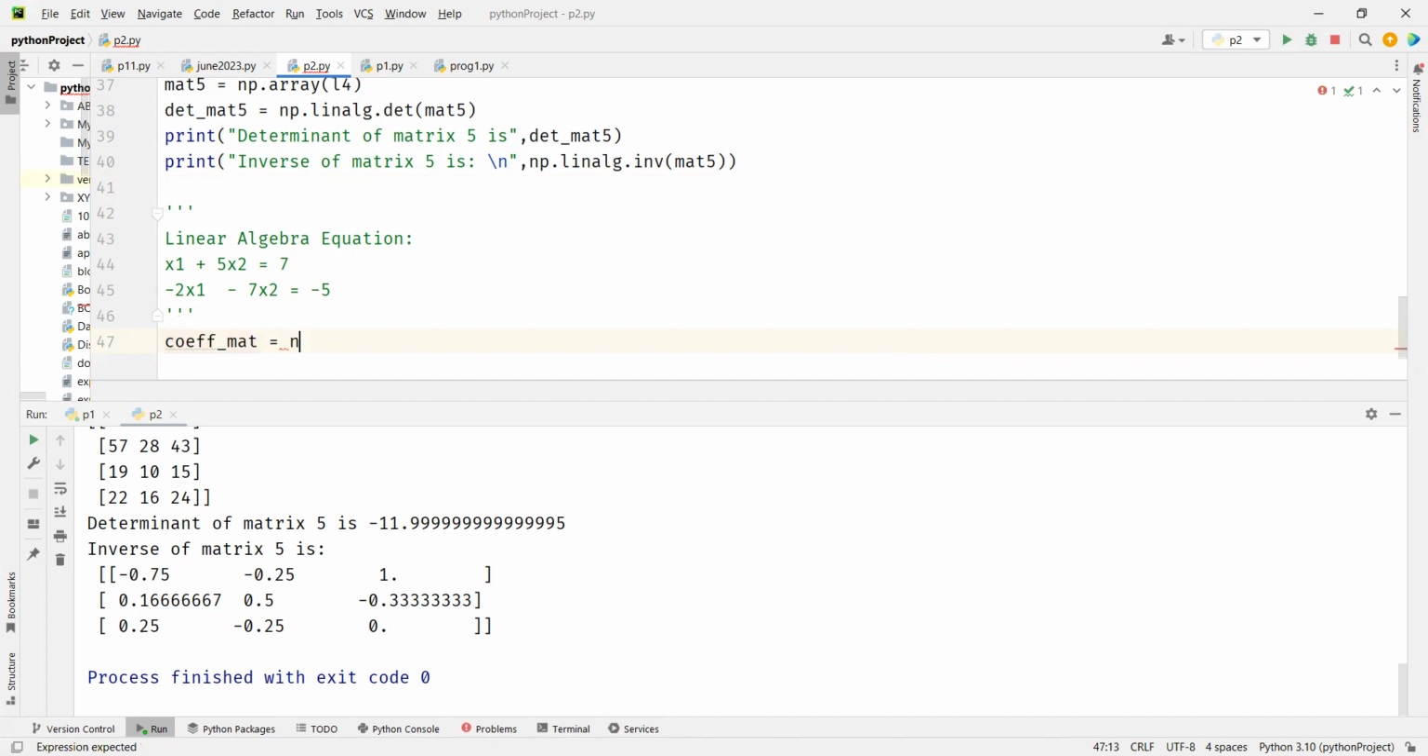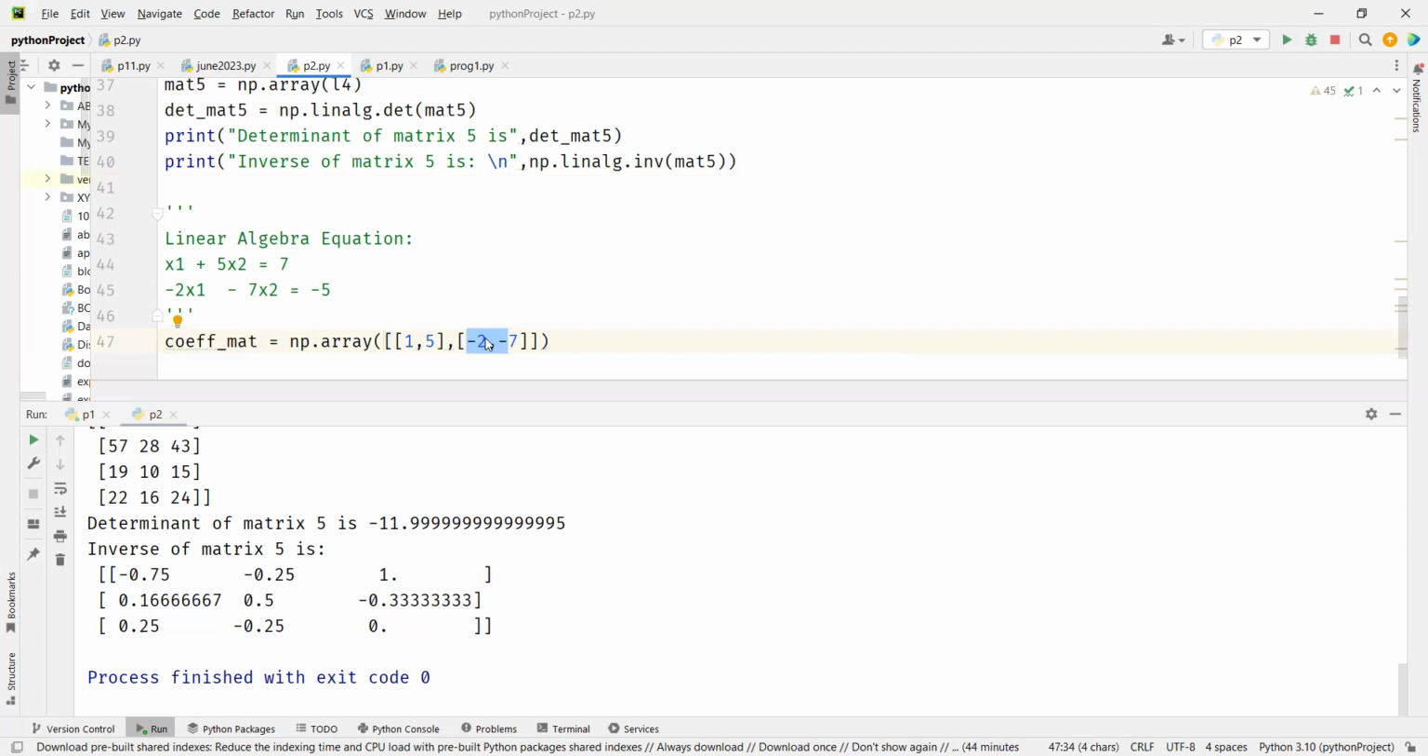So we say np.array, and then we create this list here. So it has 2 rows and 2 columns, right? Coefficients 1, 5, minus 2, minus 7. So you have 2 rows. The first row has values 1 comma 5, correct? And the second has values minus 2 comma minus 7. So this is your first row, and this is your second row.